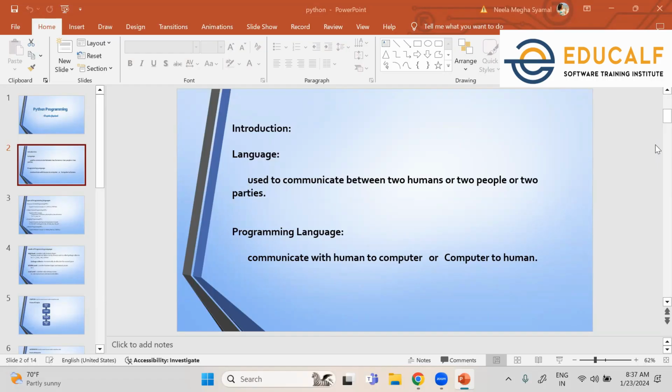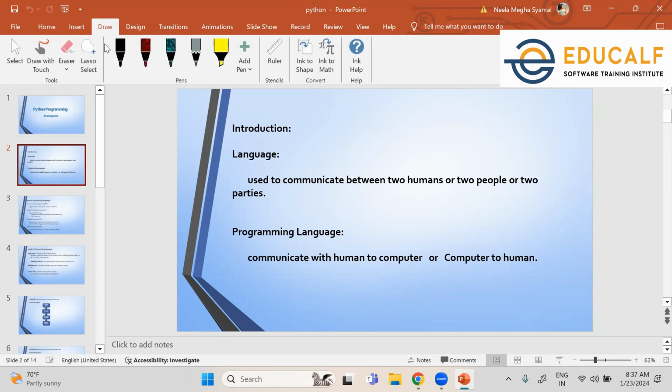So basically, what is a language? A language is something which is used to communicate between two people or two parties or two humans. If you and me are talking, we are talking either in English, Telugu, or Hindi. That language is a barrier. So language is basically used to communicate between two people or two parties. It's something which we can tell.